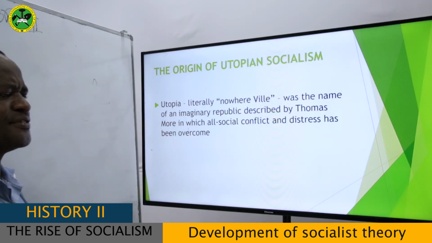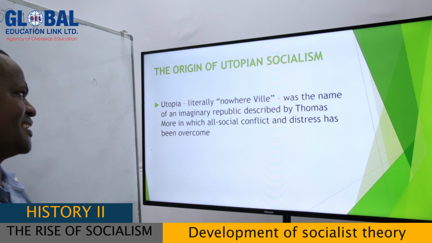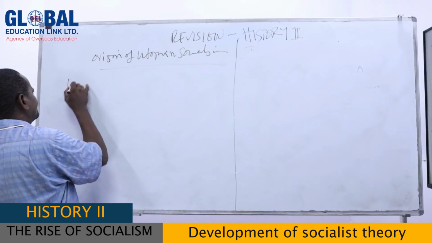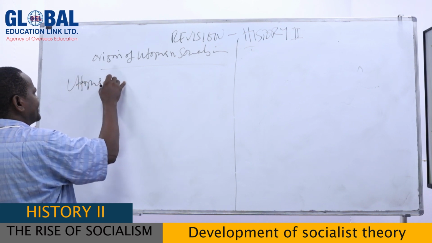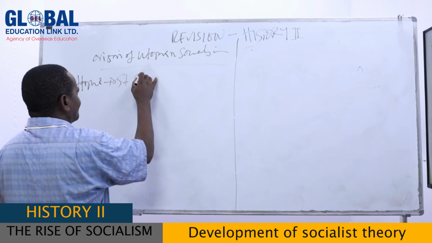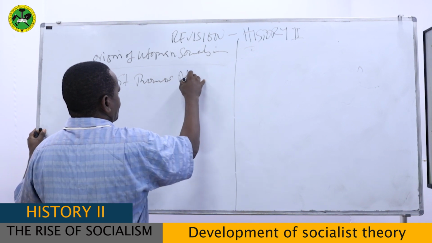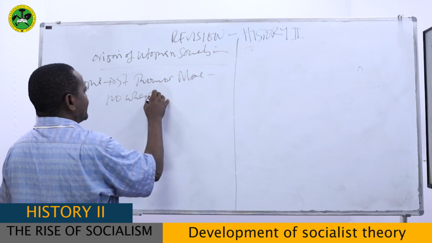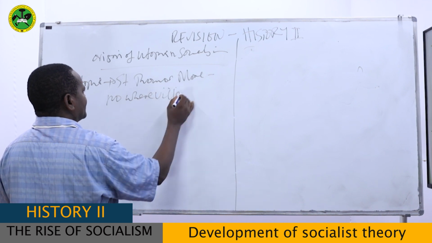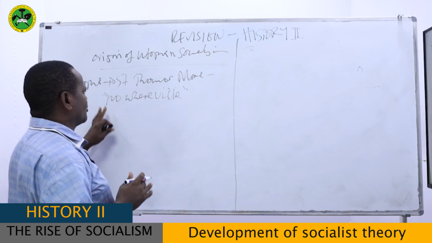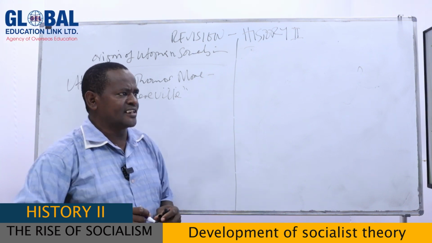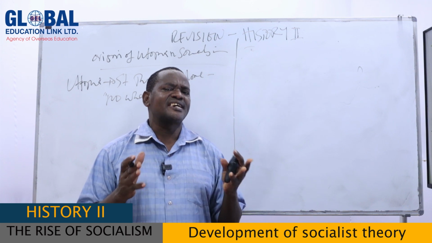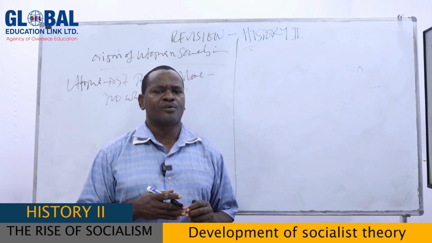First of all, let's look at the meaning of utopian socialism. The word utopia, as it was written by Sir Thomas More, refers to a nowheresville. The word ville means town or city, so it means a town which has never existed anywhere. This is an ideal society which St. Thomas More wanted to build.